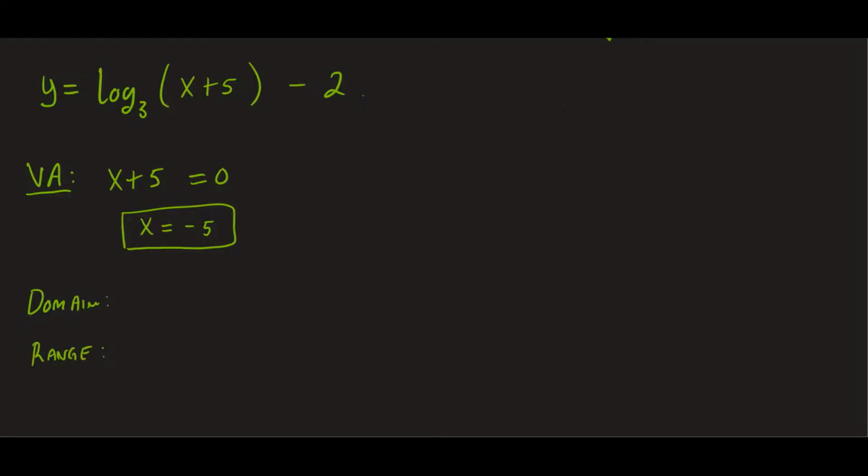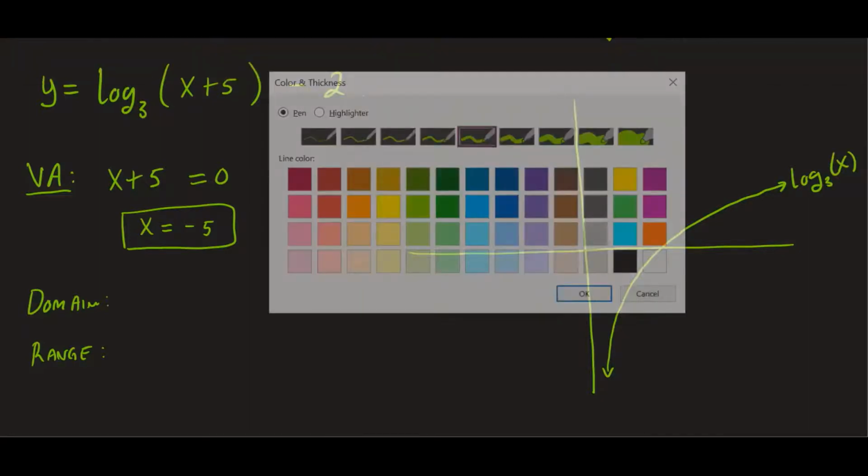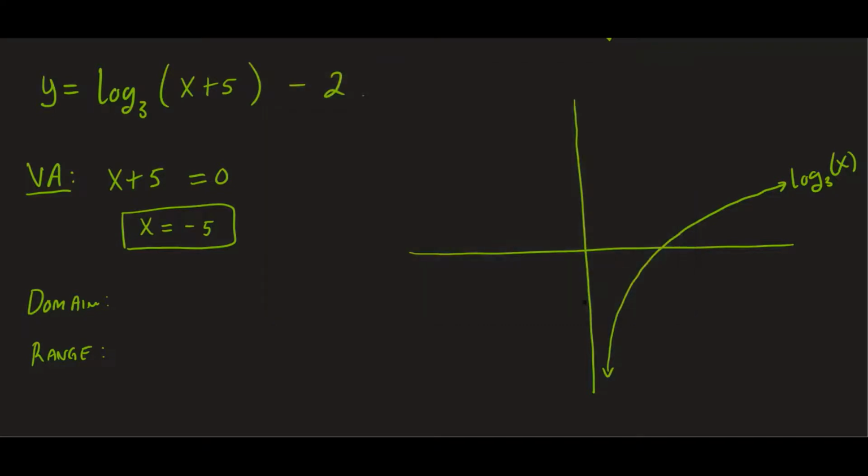Okay, so let's go ahead and start from our basic graph. So we have log base 3 of x. So here is log base 3 of x. Now let's identify these transformations. If you recall from previous info, we know that this is a shift left or right, so it's x plus 5. So we're actually going to go left 5 units. And then the minus 2, this is a vertical shift up or down, so we're going to go down because of the negative 2 units.